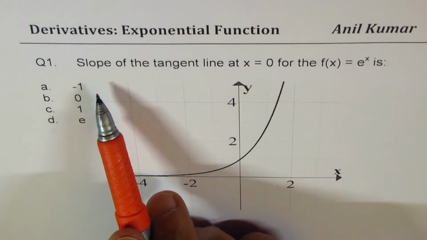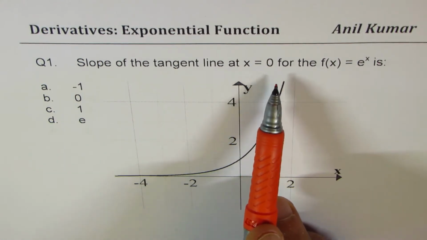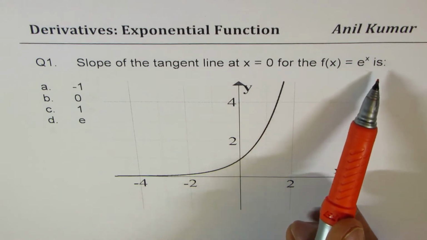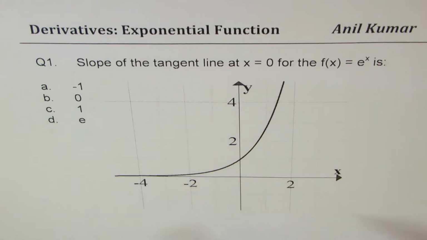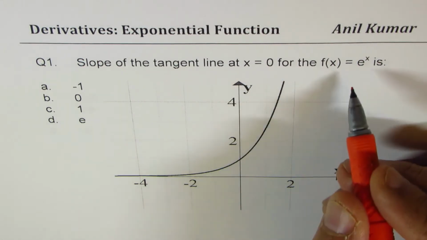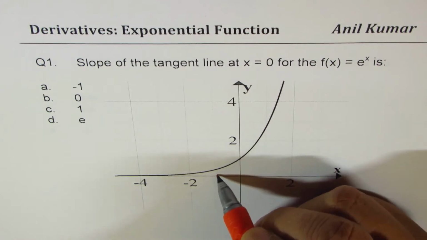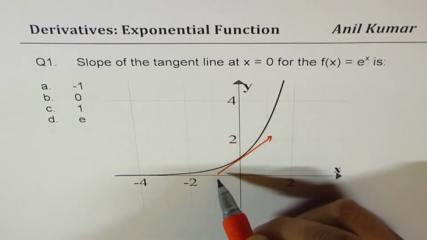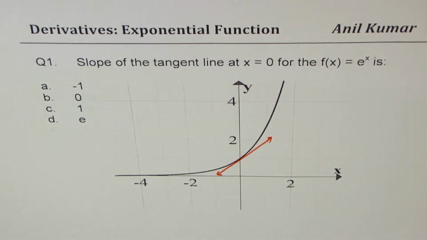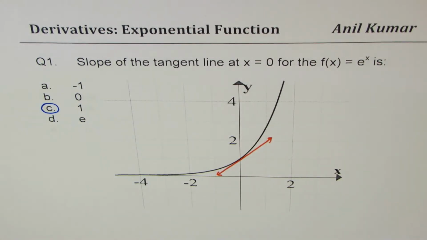Question number 1 here is, slope of tangent line at x equals 0 for f of x equals e to the power of x is what? Four choices are given to you. x equals 0, that's the graph of e to the power of x. So that means we're looking at this point. You could always draw a tangent line here and find the slope to match, correct? As you can see clearly, the slope looks like 1, right? So that becomes an option.